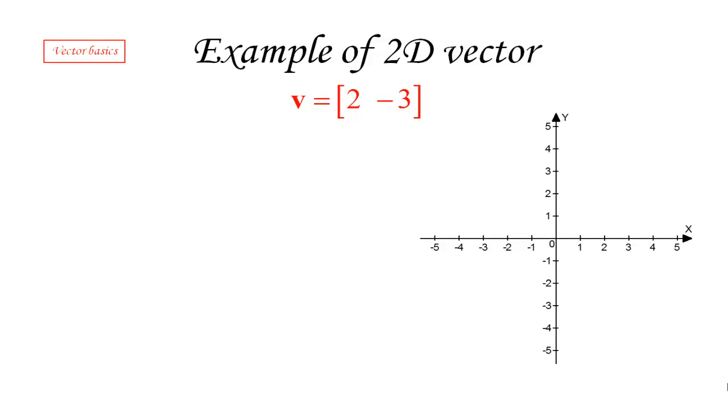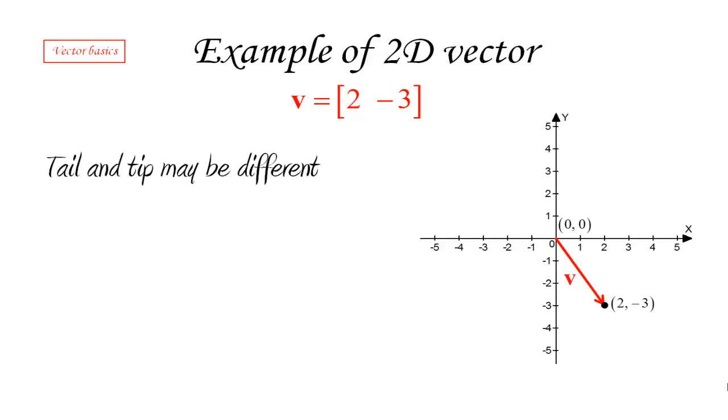What does that mean? It means that on the regular xy plane, I'm going to draw a segment that starts at 0, 0 at the origin, and ends at the point 2, -3. So this vector moves by 2 units horizontally as it goes from the beginning to the end, and by -3 units, or if you want 3 units downward vertically. Now, the tail and the tip of a vector, however, may be different.